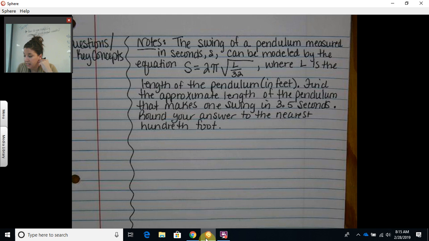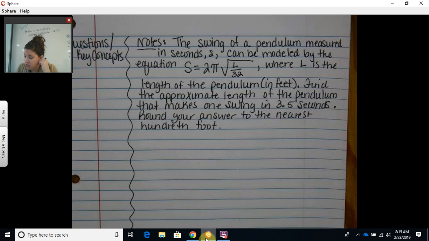So the swing of a pendulum measured in seconds, S. So S is the time in seconds. Can be modeled by the equation S equals 2 pi times the square root of L divided by 32, where L is the length of the pendulum in feet. Find the approximate length of the pendulum that makes one swing in 3.5 seconds. Round your answer to the nearest foot.